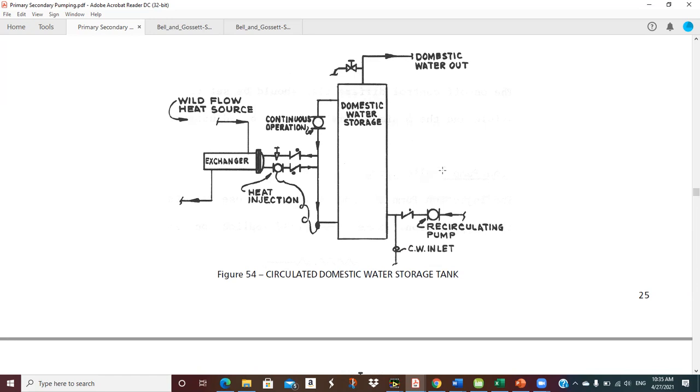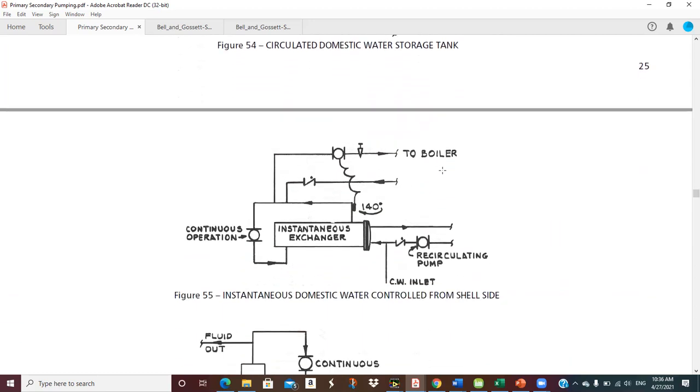But a wild flow heat source is one with no control. You just have maximum capability all the time. Now, you could be doing some sort of temperature reset on the primary, which would affect capacity of it. But if it's a domestic water situation, maybe not. Anyway, that's what's going on there. Lots of good stuff here.